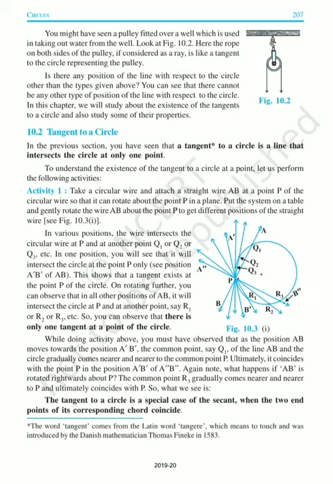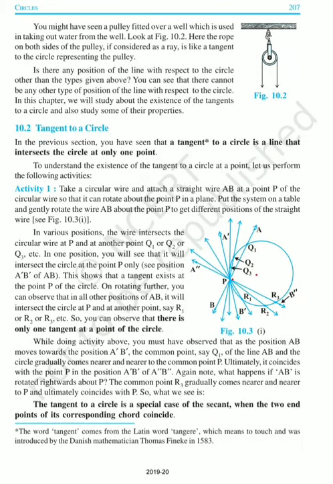Okay. Now, to understand the existence of the tangent to a circle at a point, let us perform the following activity. So, activity 1: take a circular wire and attach a straight wire AB at a point P of the circular wire so that it can rotate about the point P in a plane.